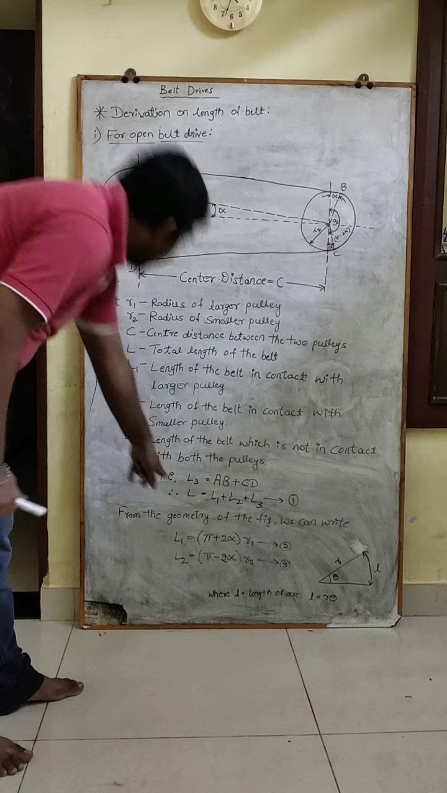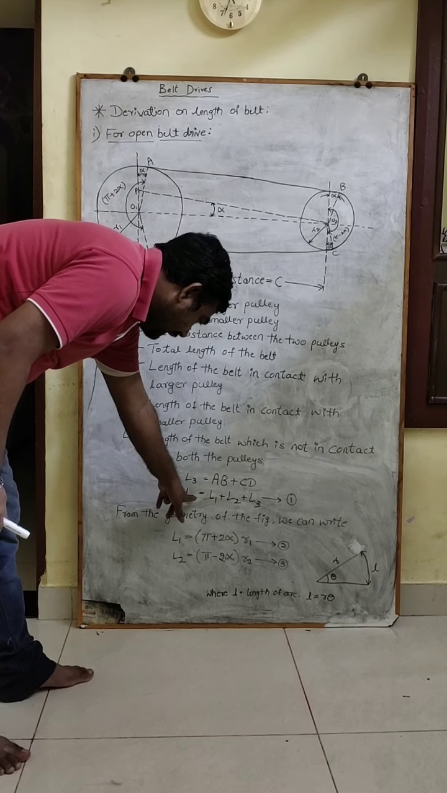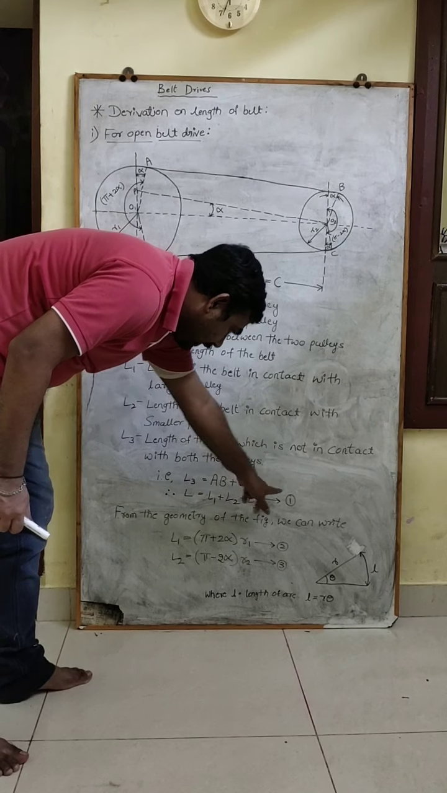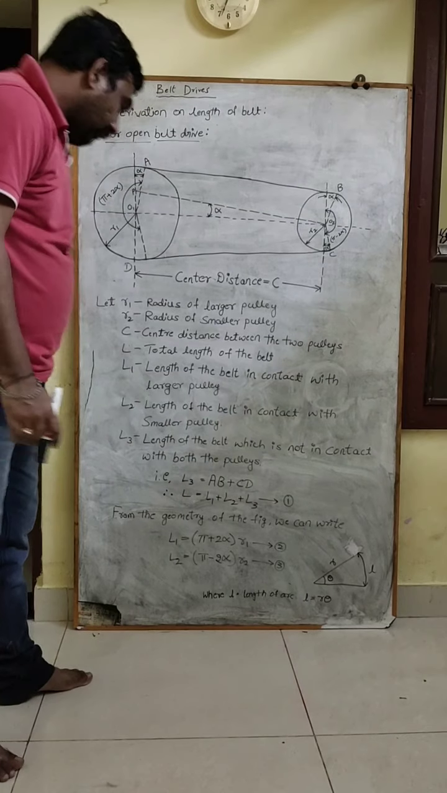So our main aim is to derive the expression for the total length: L equals L1 plus L2 plus L3. That should be treated as equation number 1. Now we can take the geometry of this particular figure.